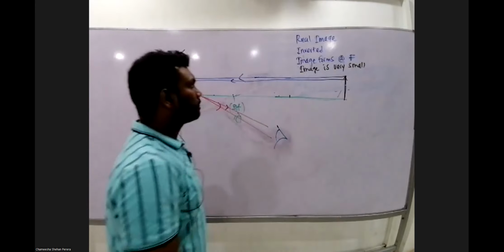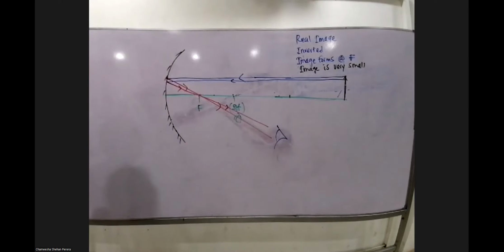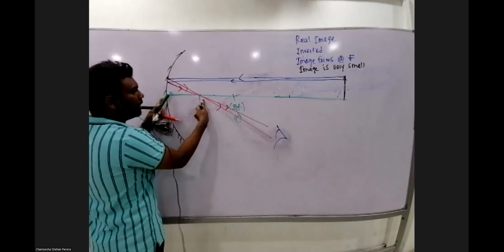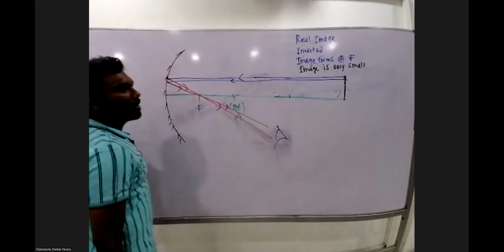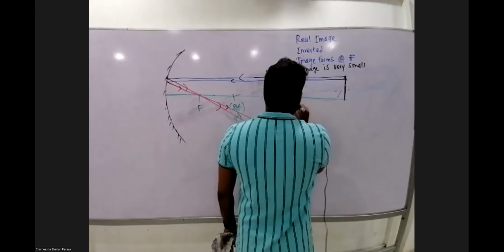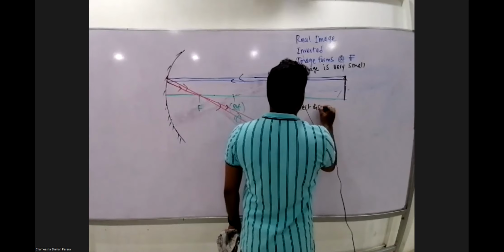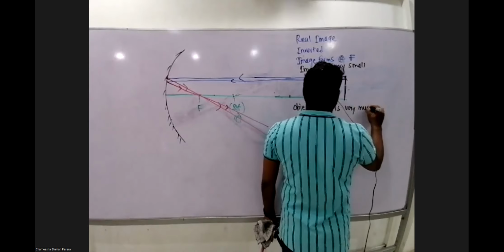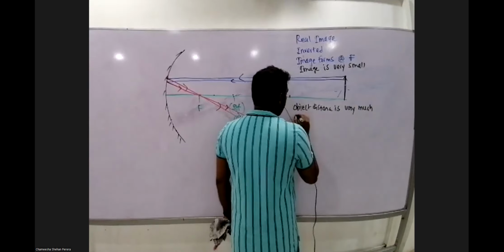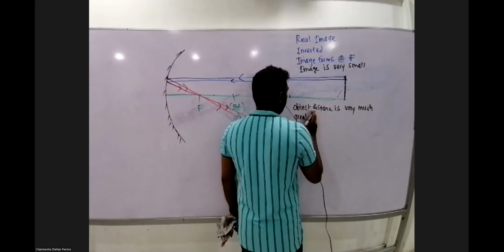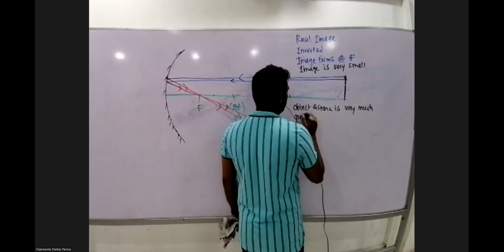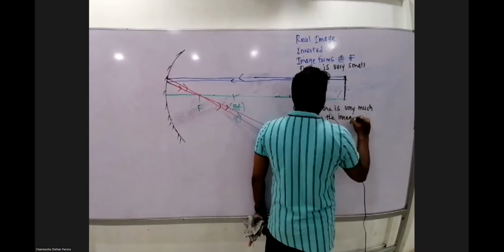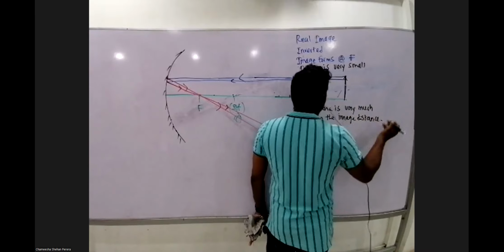And the next is object distance and the image distance. This is the image distance, the length from the focal point to the mirror. Focal length, image distance. Object distance is coming from the infinity. So then you can write, object distance is very much greater than the image distance. Okay, this is what you do.